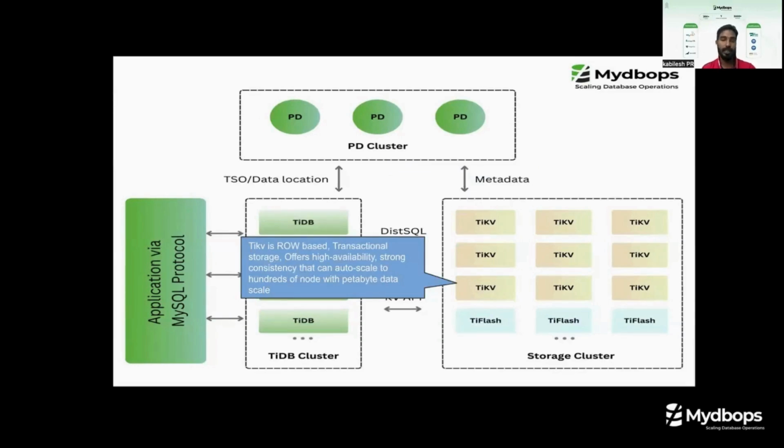By default, TiKV has a replication factor of 3. That means minimally we need 3 nodes to function, and it can also scale horizontally as per your need. That means there is no limitation on the node count. You can add as many nodes as you need, and it can scale beyond a petabyte as well.